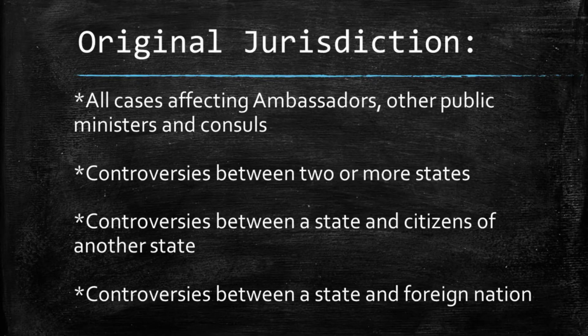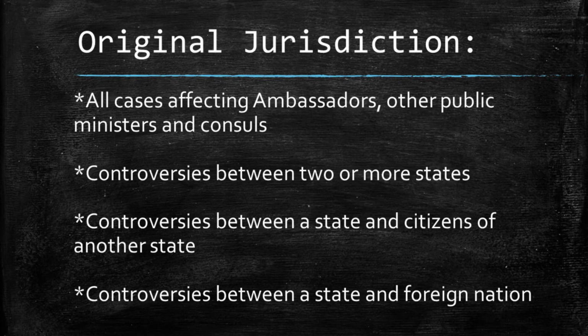The Constitution, when it establishes the Supreme Court, gives it both original and appellate jurisdiction. Which it has depends on the type of case. The Supreme Court has original jurisdiction in certain instances. In any case that is affecting an ambassador, a public minister, or a consul. So anyone who basically is working for a foreign government who is in the United States, the U.S. Supreme Court would have original jurisdiction over that.